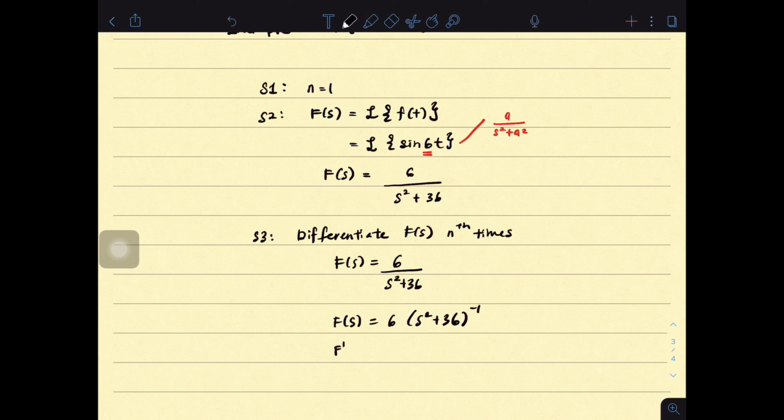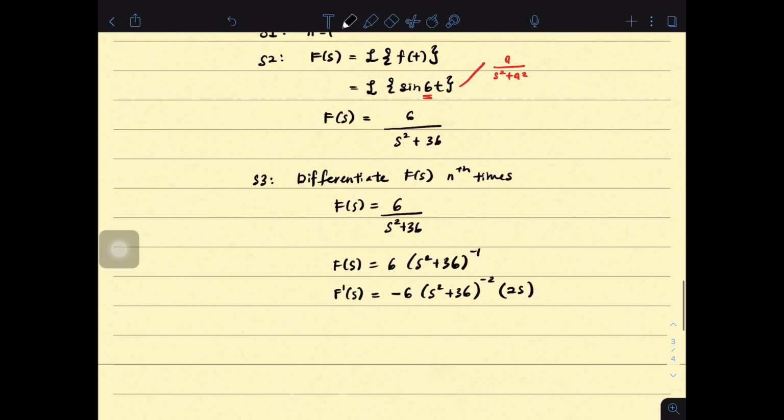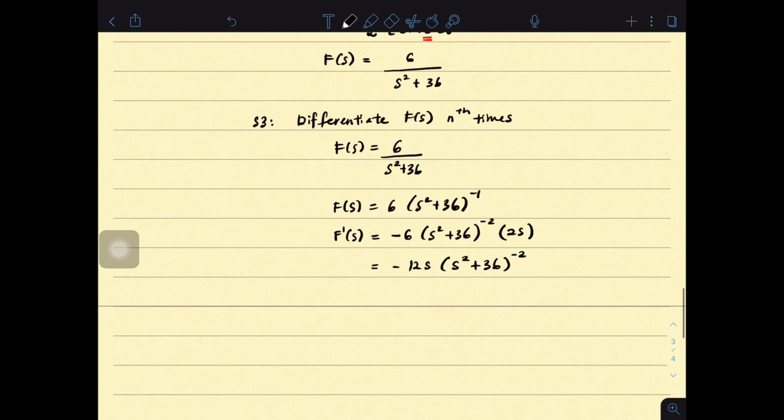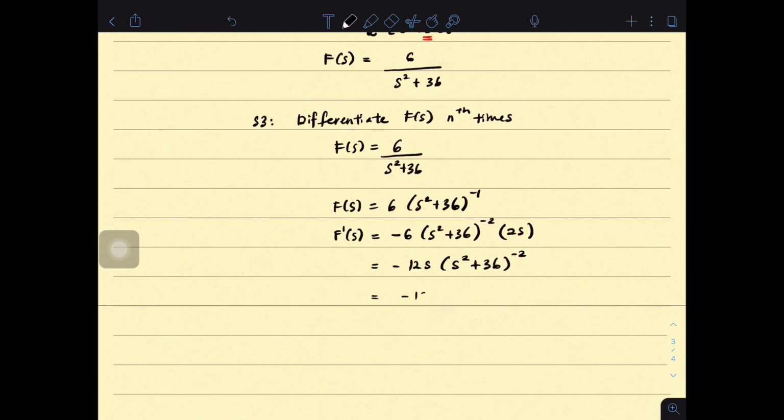Then we differentiate F(s) to get F prime of s. Therefore what you will get here is negative 6 times (s squared plus 36) to the power of negative 2. Don't forget to differentiate the inner function here, you will get 2s. So your F prime of s is negative 12s times (s squared plus 36) to the power of negative 2, or you can bring it back to the denominator. So what you will have is negative 12s over (s squared plus 36) to the power of 2.